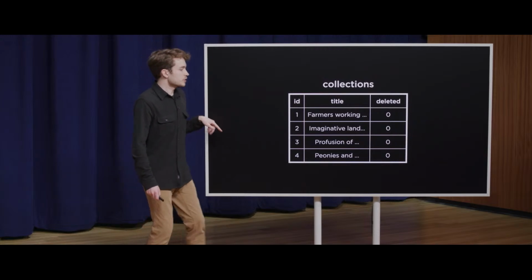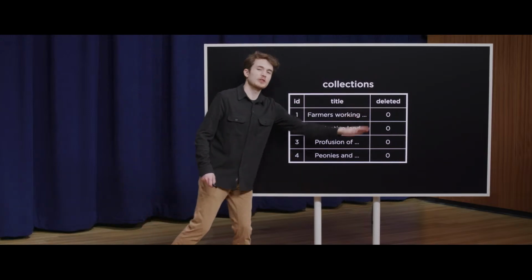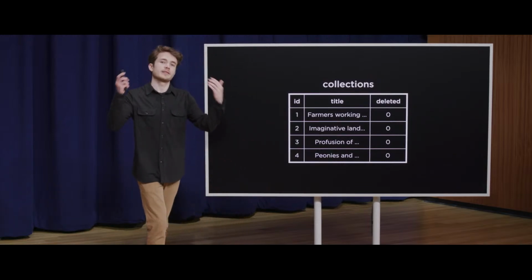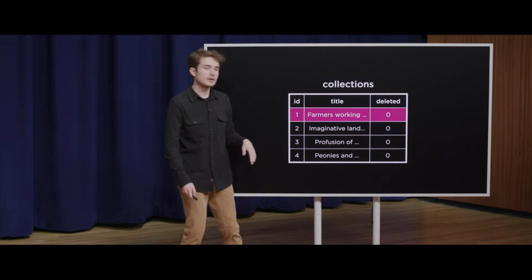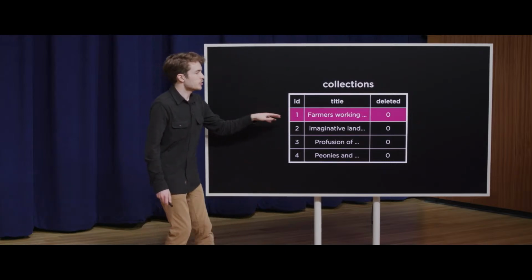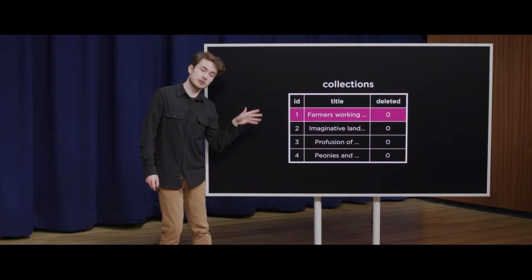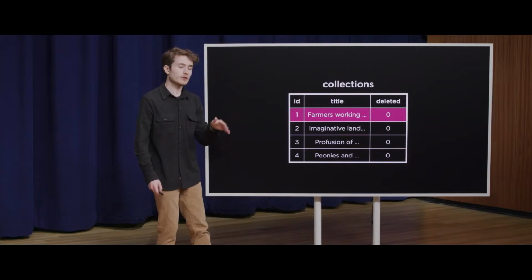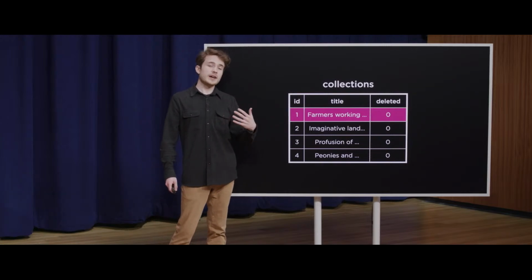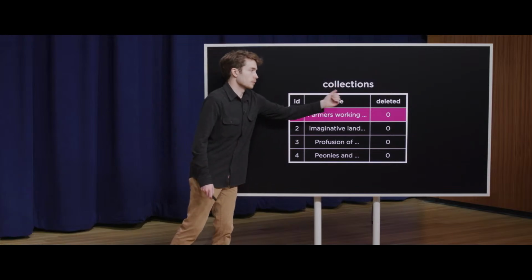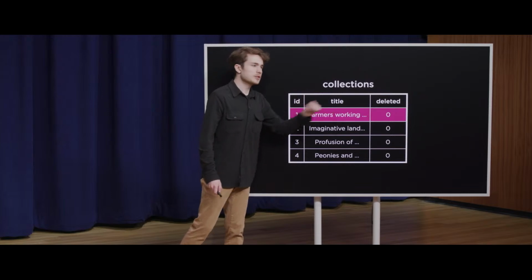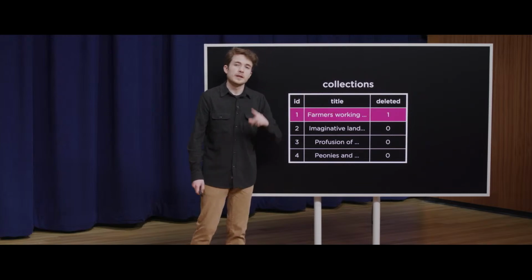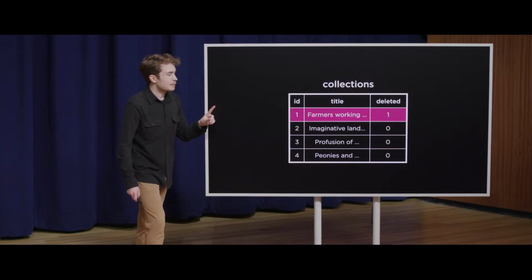Instead of deleting it fully from my table, removing the row, I could mark it as deleted. I could change the deleted column from a 0 to a 1. Let's say I want to delete farmers working at dawn. Instead of writing literally delete from collections where title equals farmers working at dawn, I could say update the deleted column of collections where the title is farmers working at dawn and make it not 0 but 1. Now I've marked this item as deleted.